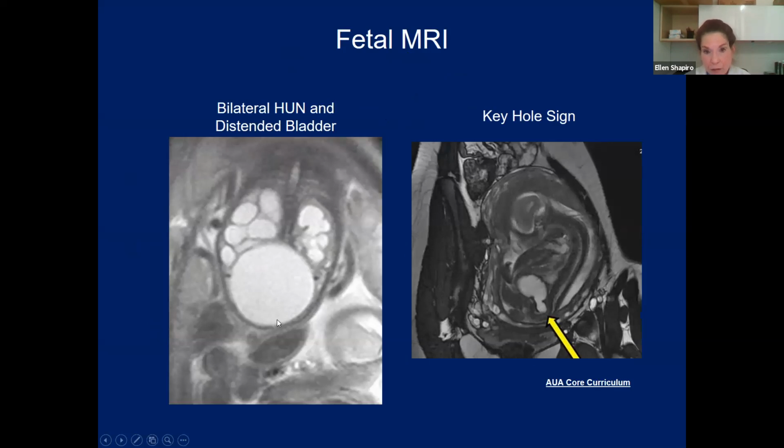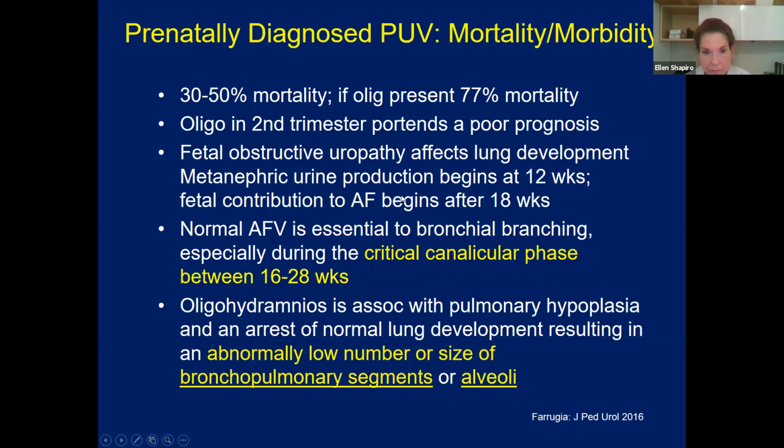This is a very old fetal MRI, and we really can't get a lot of information from it. You see a big bladder and dilated kidneys. The ureters may be hiding behind the bladder, but with new and improved MRI, we can even find a keyhole sign in the studies, but it's usually unnecessary as an adjunct.